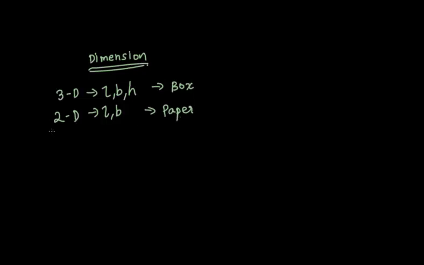And a one dimension object has only the length. An example would be an object traveling on a straight road. Let's say it travels from A to B. This represents one dimension. It consists of only length, right? So this is a 1D object or a 1D space.